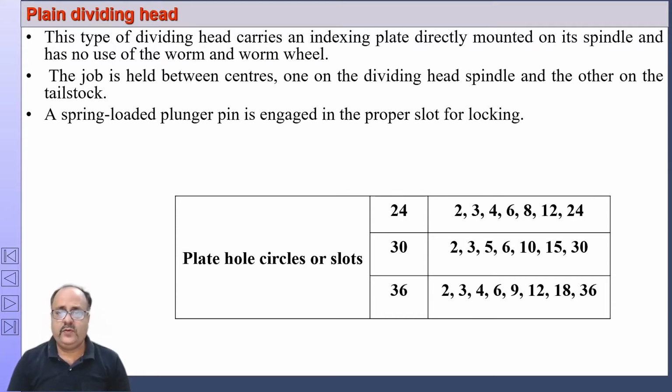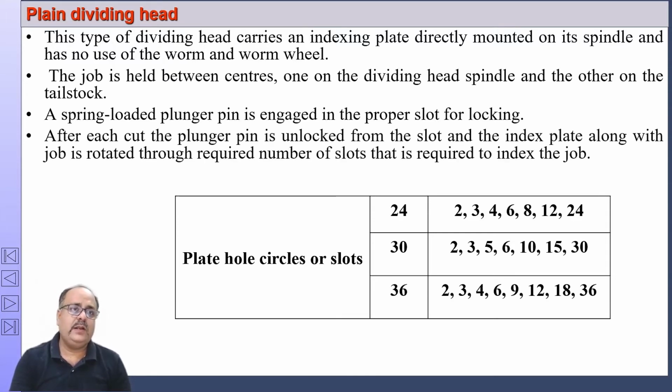So for dividing the workpiece into 4 divisions, we have to move 6 holes in the 24 hole circle. That means the number of holes to be moved is basically 24 divided by n, or 30 divided by n, or 36 divided by n. That is the formula for calculating the movement in the plain dividing head. Likewise, if you want to divide the workpiece into 3 divisions using the 30 hole circle, then you have to move 10 holes in the 30 hole circle after each cut. So 30 by n, that is 30 by 3, that is 10. So you have to move 10 holes after each cut.